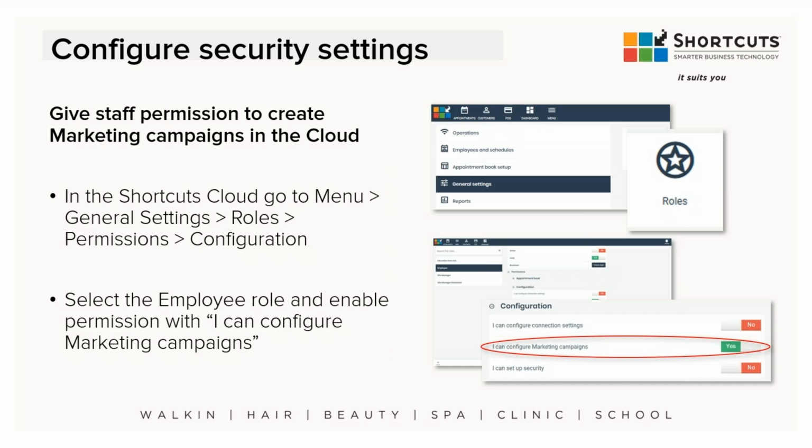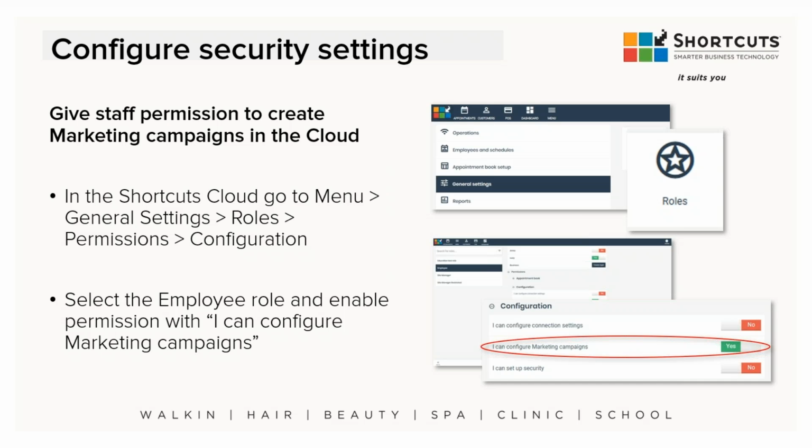So if you go to general settings, so you're in the cloud, you go to menu, general settings, roles, and then permissions, there is a configuration field. And when you click on that line that says configuration, there's a yes no slider that says I can configure marketing campaigns. Now for most employees, this is usually turned off.